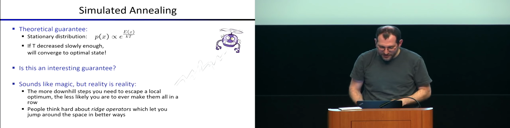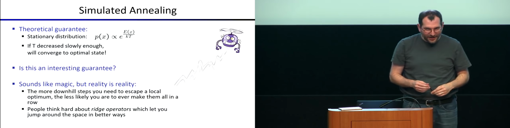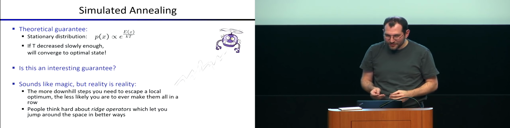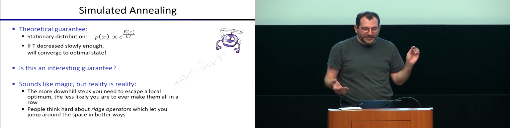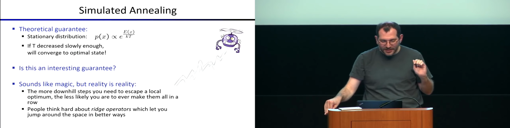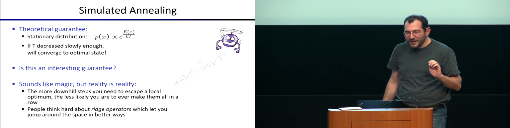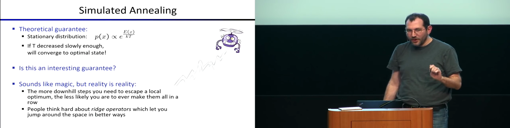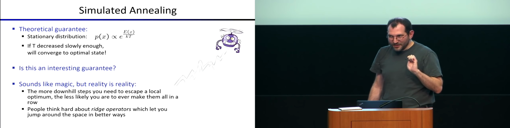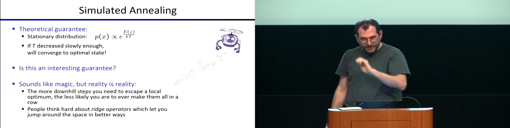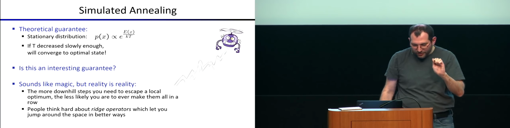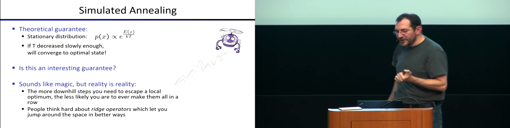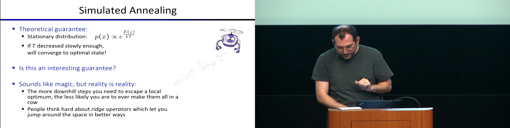But, you know, it's not magic. In reality, that guarantee does not hold on any actual finite time scale. And basically, it boils down to the more downhill steps you have to take to escape a local optimum, the less likely you are to do them all in a row. And so you're pretty much going to be stuck unless it's just like one downhill step or two, and then you're escaped. So people think really hard not just about how to jitter around, but how to create what are called ridge operators, which let you jump around the space in better ways.